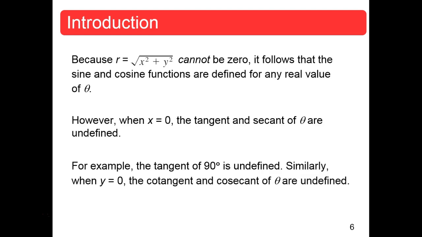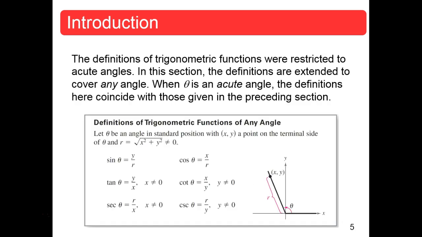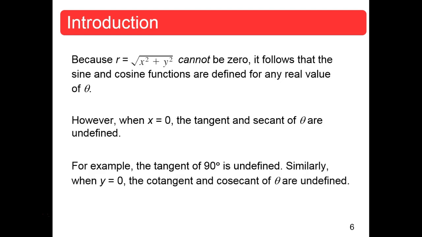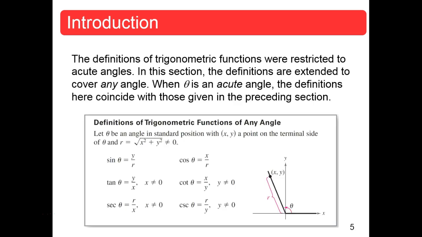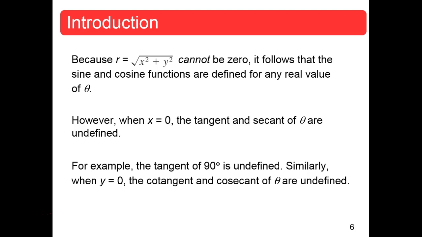No, we've still got to talk some more. Because r can never be zero, it follows that sine and cosine functions are defined for any real value of theta, and we've already talked about that. However, when x is zero, then your secant and your tangent are undefined, because you can't divide by zero, and secant and tangent had x's in the denominator. For example, the tangent of 90 degrees is undefined, because there your x is zero. Similarly, when y is zero, cotangent and cosecant are undefined, because they have y in the denominators.